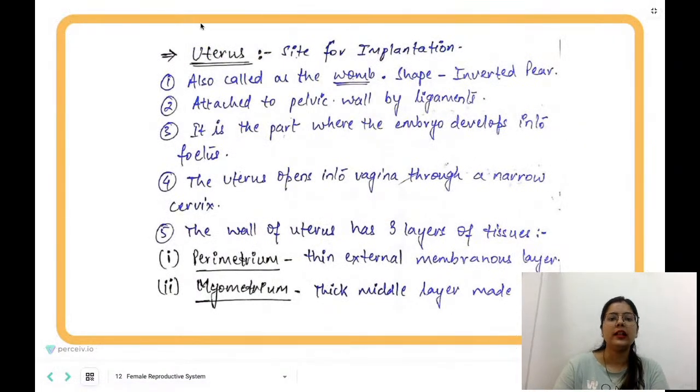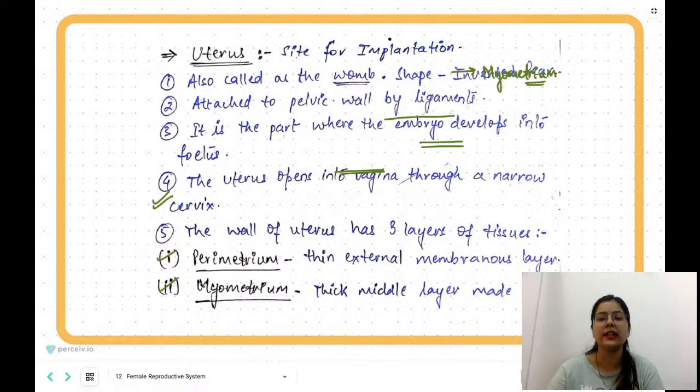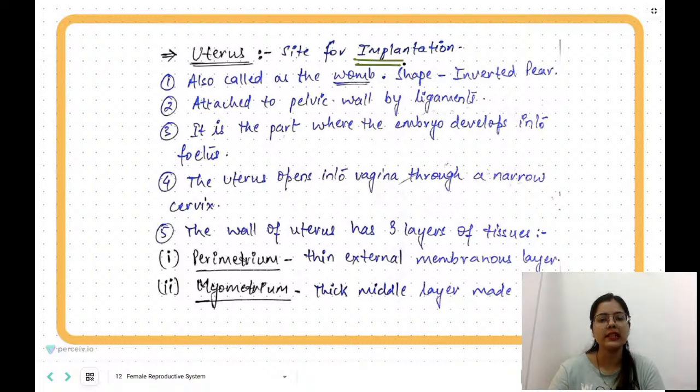Now, the uterus. The uterus part has been given over here. The uterus is the site of implantation, that is, the site of blastocyst implantation that we have already seen. It is also considered to be the womb, and the shape is an inverted pear.